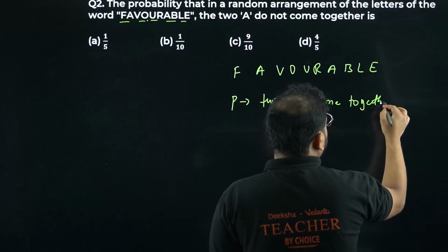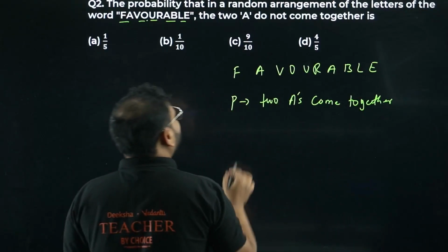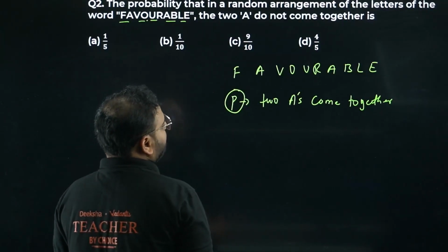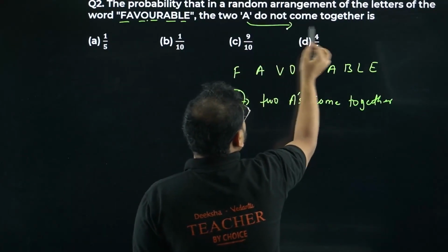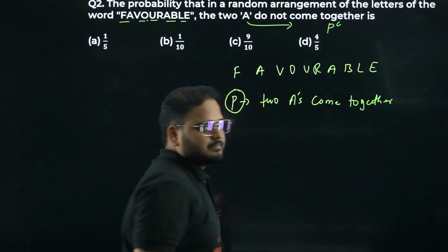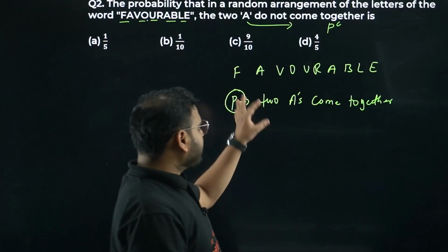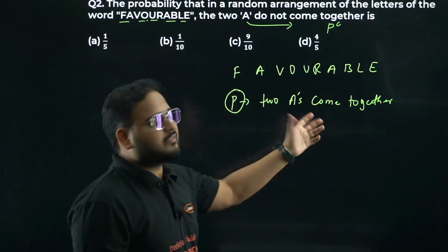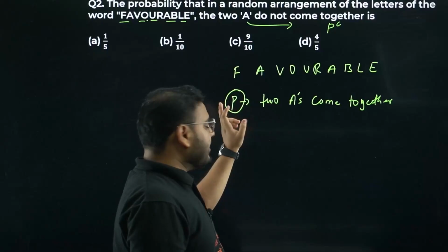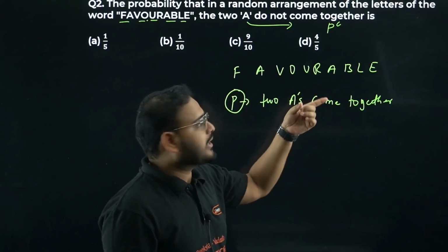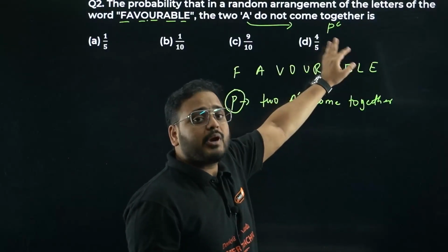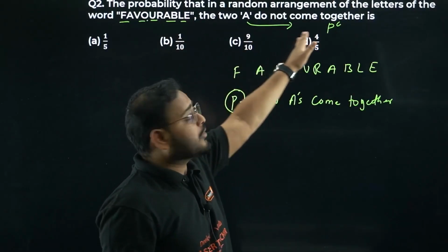We'll find this probability, and from there we can simply find P complement. Understand this very clearly. From the given operation, I'll use that to find the probability P of event where two A's always come together, and from there I'll find the complement to get the result as two A's do not come together.